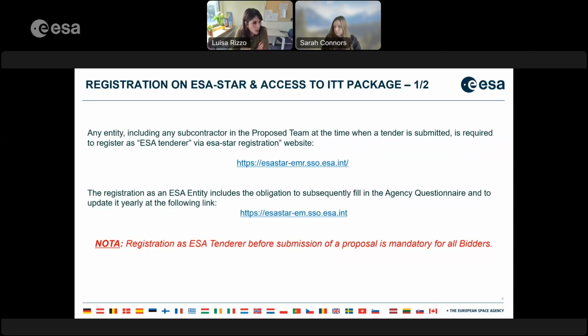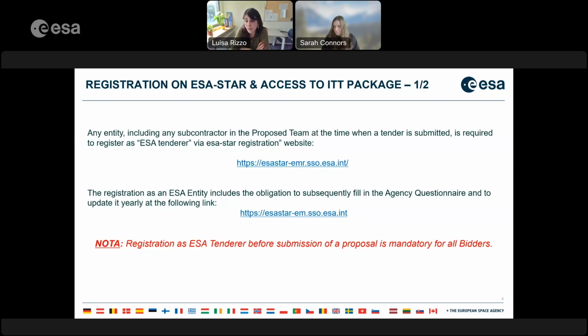Moving to the second slide, this is more focused on the registration on ESA Star and the access to the ITT package. Of course, if you want to bid for an ESA ITT, you must be registered as an ESA tenderer via the ESA Star registration website. You will find the link to access the ESA Star registration right in the slides.